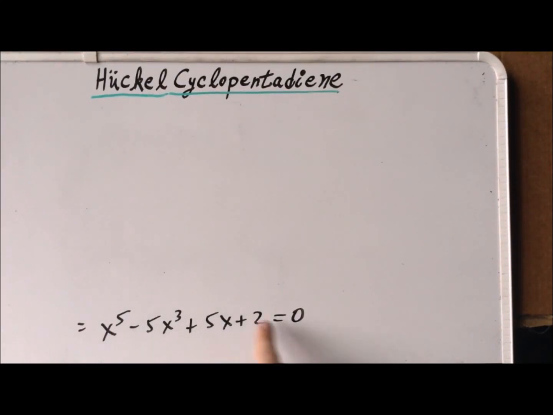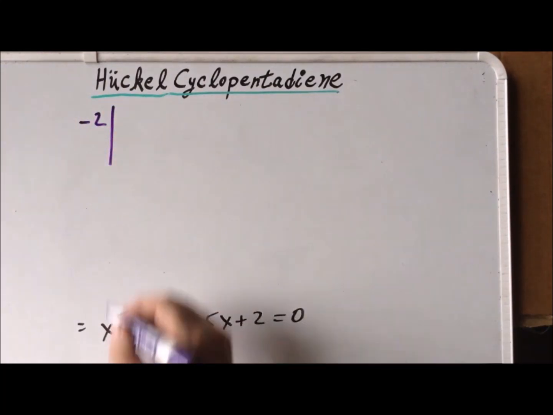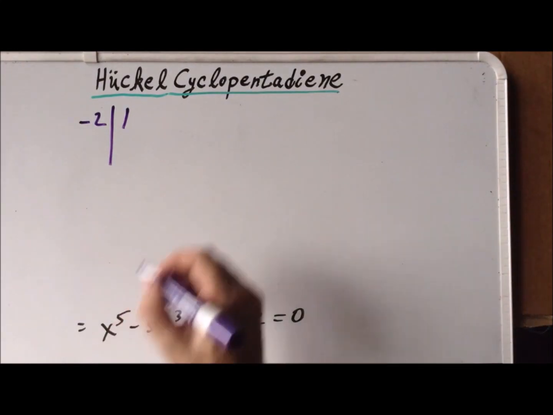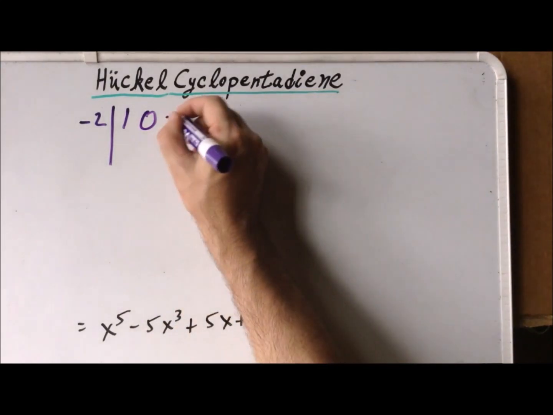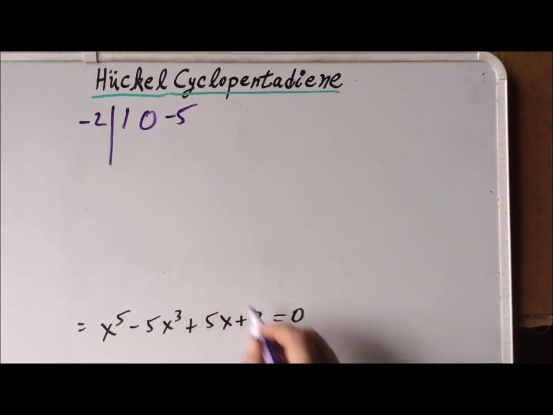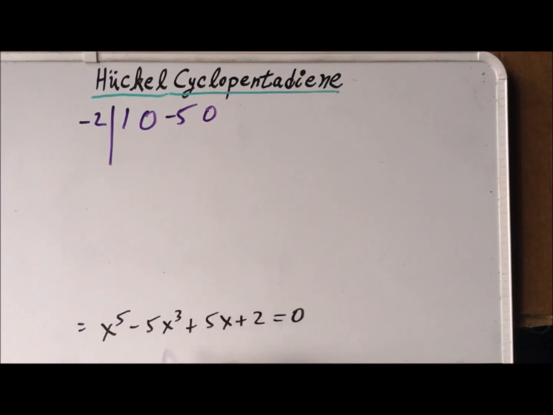We notice that the units term in our polynomial is a plus 2, so we can apply the rational roots theorem to suggest that things such as plus 2 or minus 2, plus 1 or minus 1 are possible roots of the system. So let's try minus 2 and then use a technique known as synthetic division. So our coefficients are going to be 1. Notice that we have no power x to the 4th, so we need a coefficient of 0. Our coefficient for x cubed is minus 5. We have no quadratic x squared power, so we need a coefficient of 0. The linear term is a plus 5, and our constant term is a plus 2.